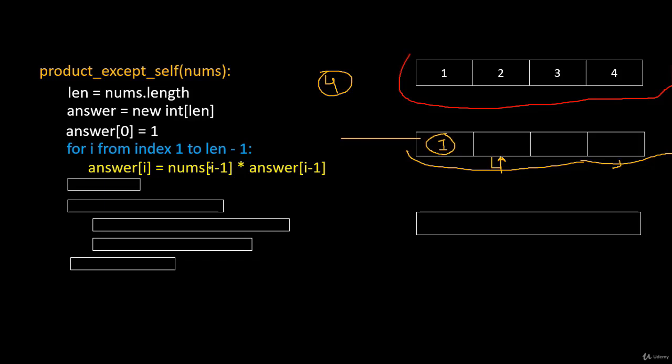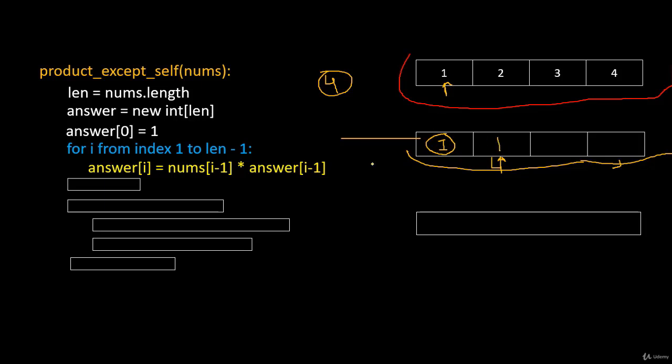For this iteration, 1 minus 1 is 0, and nums[0] became this one, right? And then answer[i - 1] means this one. Then 1 times 1 equals 1.